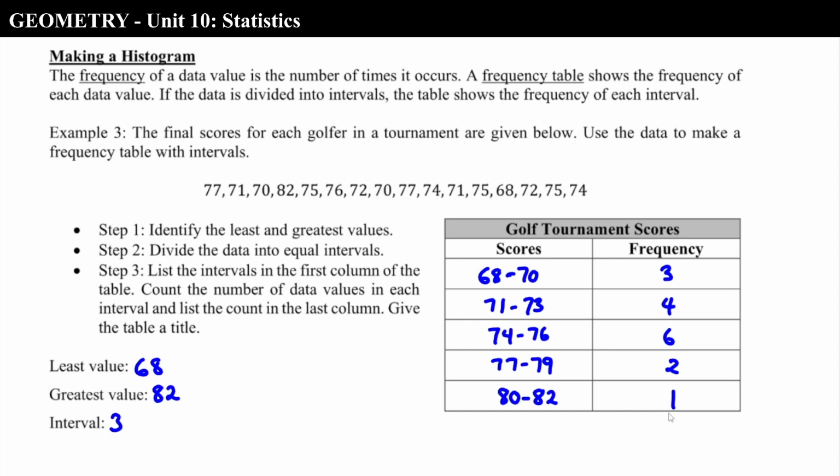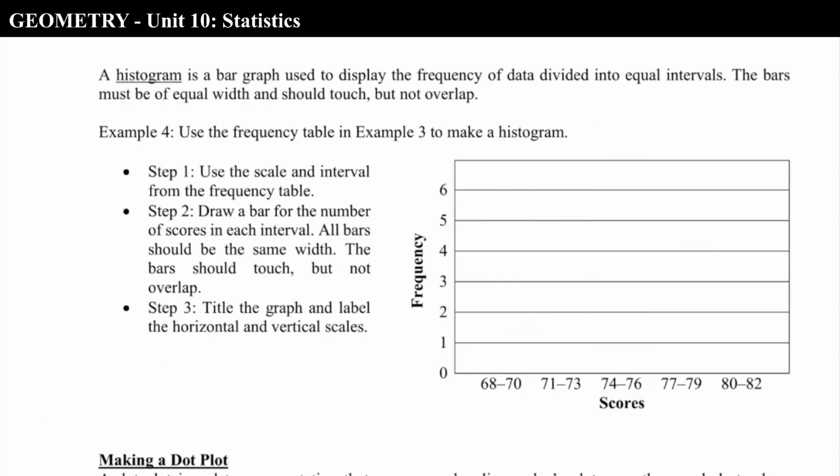Now, it's all well and good to have this in a table, but a lot of times it's easier to see what's happening when it's visual. So a histogram is a bar graph used to display the frequency of data divided into equal intervals. The bars must be of equal width and should touch, but not overlap.